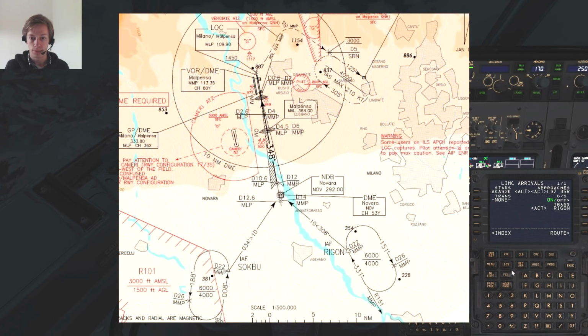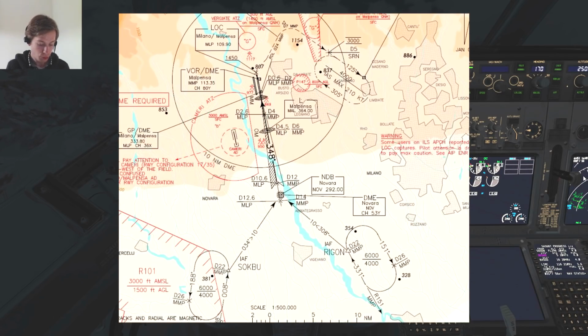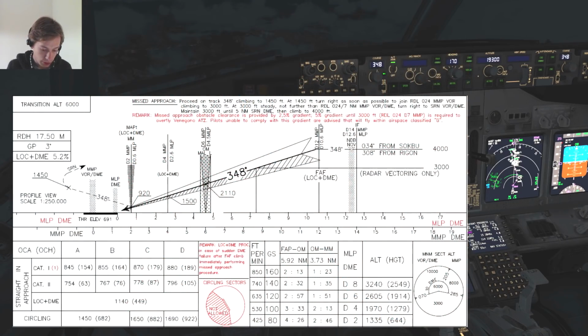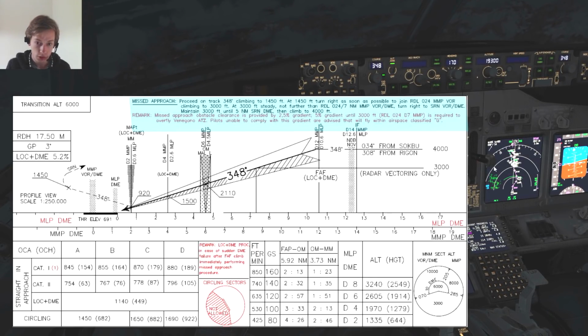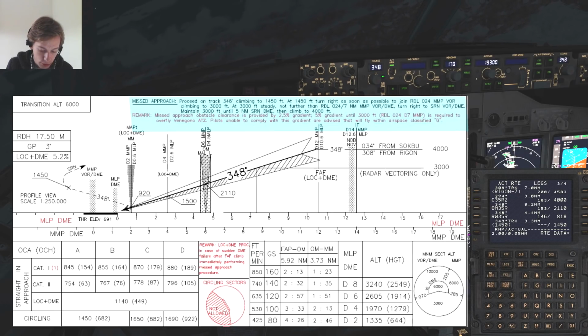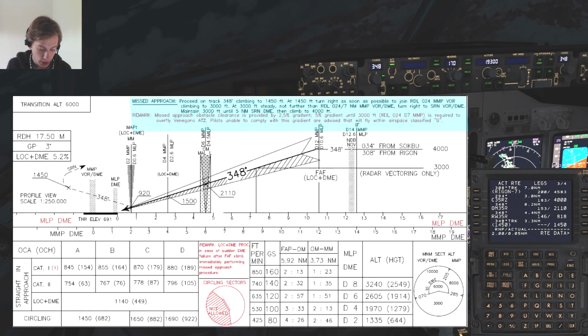And just to be sure, I'll also review the missed approach procedure before we continue. So we'll select altitude 190. In case of a missed approach, proceed on track 348, climb to 1450 feet. At 1450 feet, we are going to turn right as soon as possible to join radial 024, sorry, radial 024 from Mike Papa VOR, and climb to 3000.